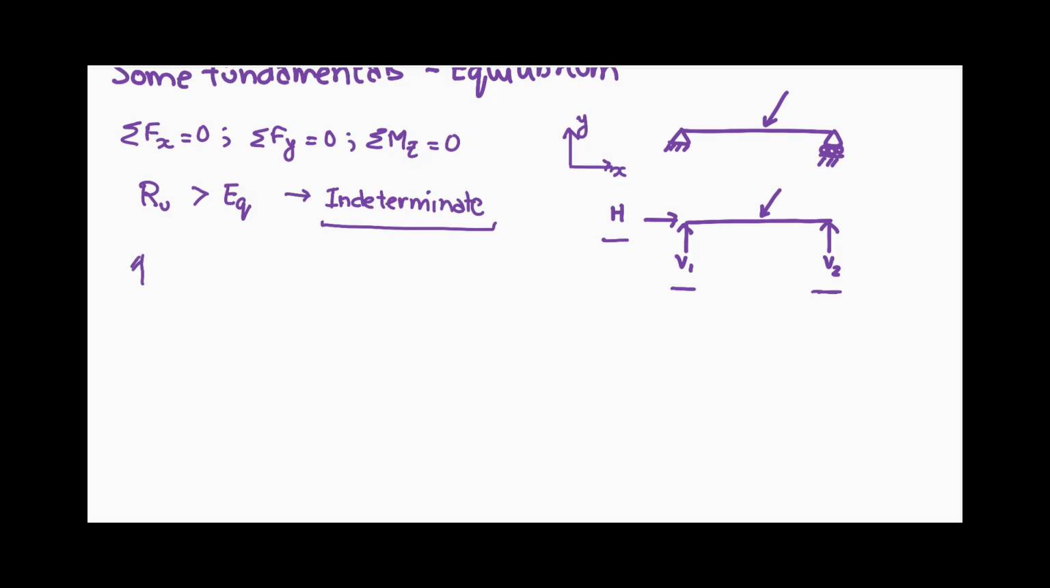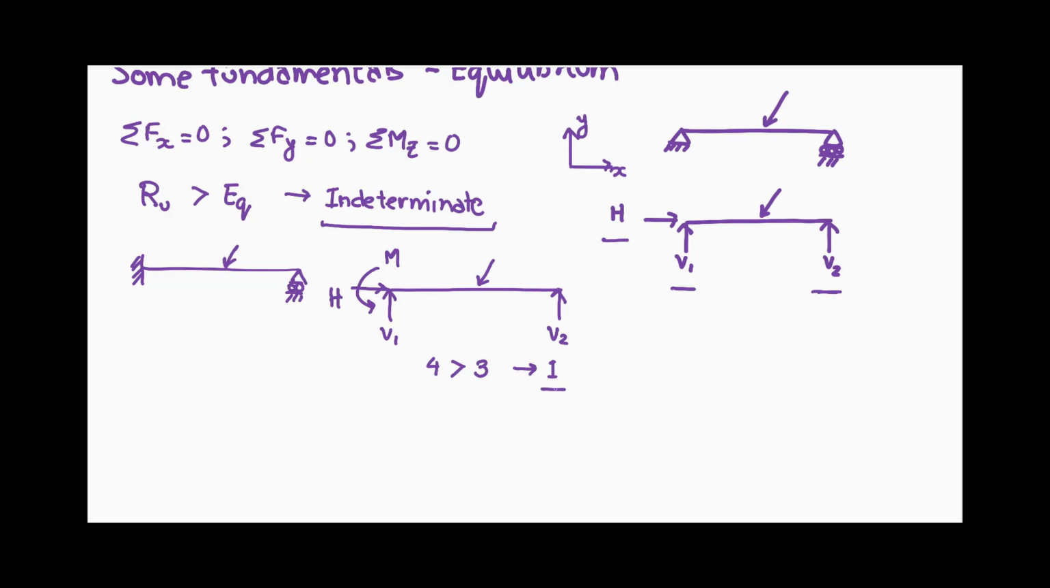Now, if we were to consider a prop cantilever beam subjected to some random load, and draw its free body diagram, we know that a fixed end has three unknowns and a roller has one unknown reaction. Let us call these V1, V2, H, and M. Now we can clearly see that the number of unknowns exceeds the number of equilibrium equations available. Hence, a prop cantilever beam is indeterminate to the first degree. This essentially means that we need one additional equation in order to solve for all the unknowns.